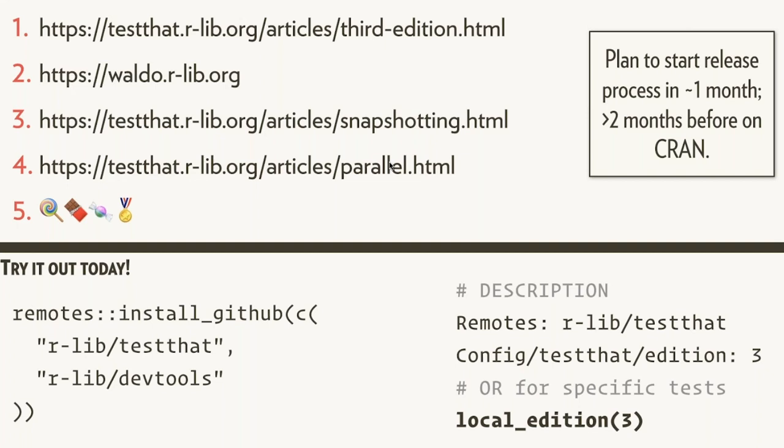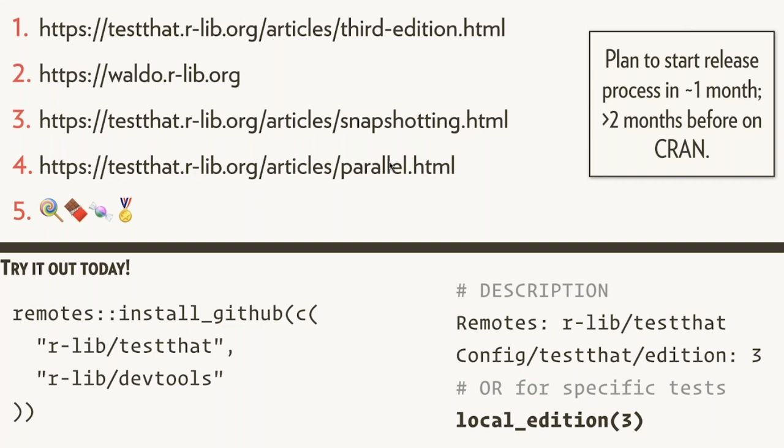So the third edition is going to be part of testthat 3.0, which will be on CRAN, well, the soonest possible is probably 2 months. It's likely to be a little longer than that. The third edition, you will have to deliberately opt into. That gives you a bunch of new features at the cost of doing a little bit of work to clean up old APIs. The new edition uses Waldo to make comparisons, which will hopefully make your test failures much easier to debug.